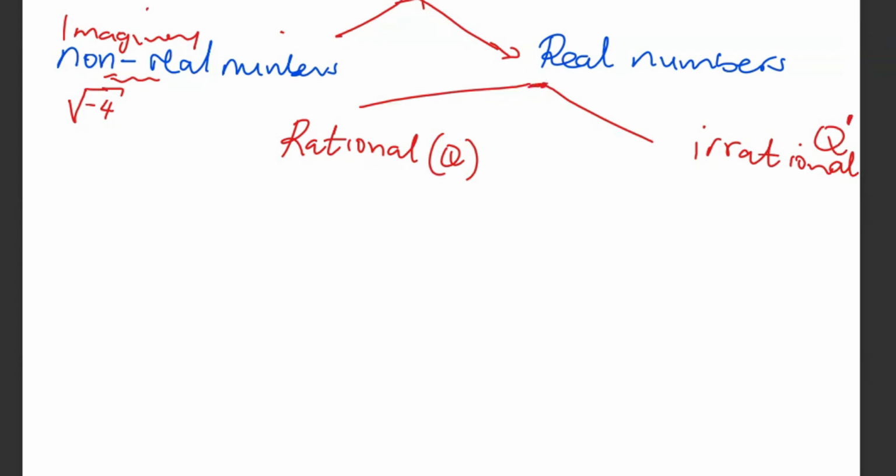So let's break down and see. Rational numbers are numbers that can be expressed as a over b. In other words, they can be written in terms of fractions. Irrational numbers are basically numbers that cannot be written as fractions. They cannot be expressed as a over b.